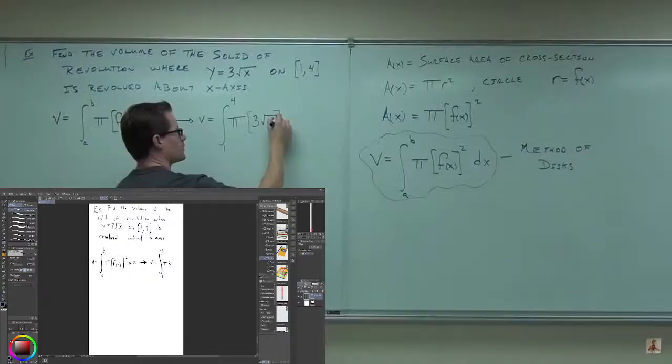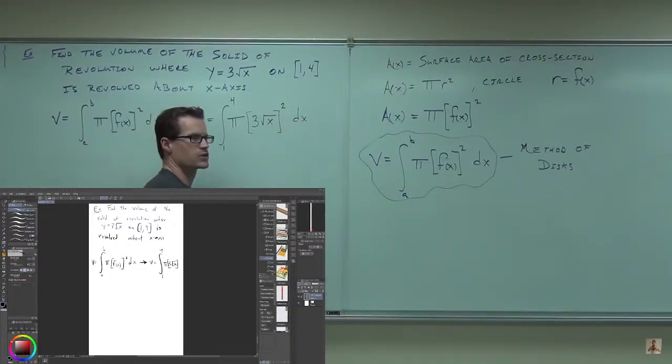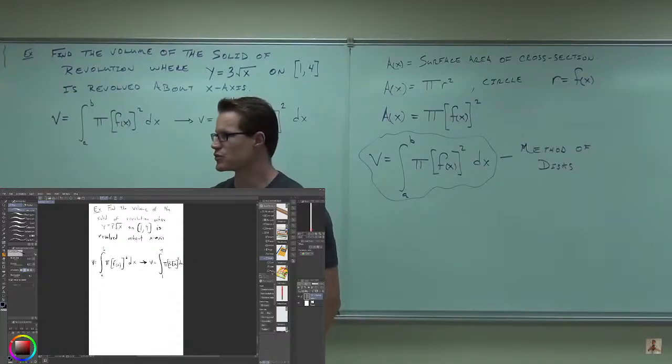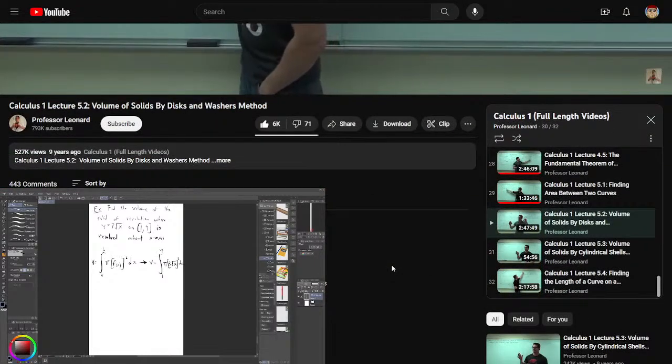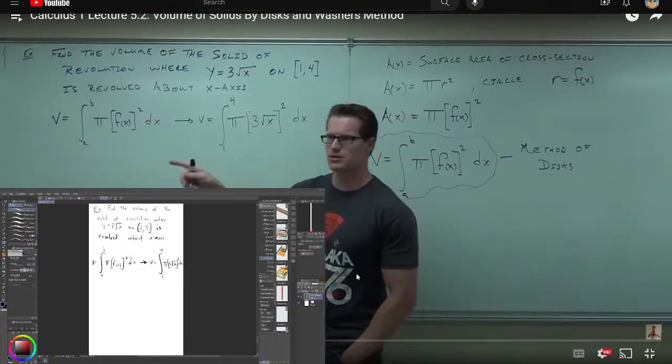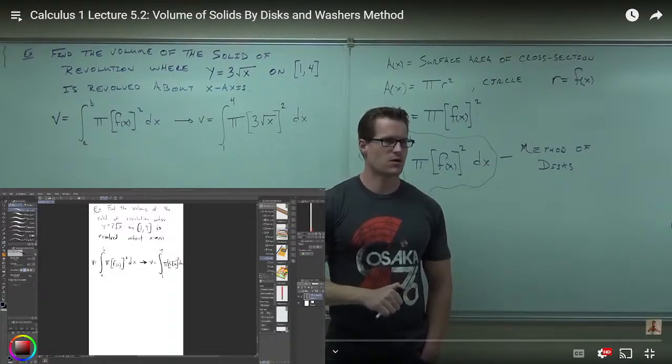And what do I do with that 3 root x? Brackets. Notice how the 3 is with that root x in this case, because that is part of your function, right? You're squaring the whole function. So we have our pi, we got our f of x, that's 3 root x. We got our square, don't forget the square. You feel okay with this so far?